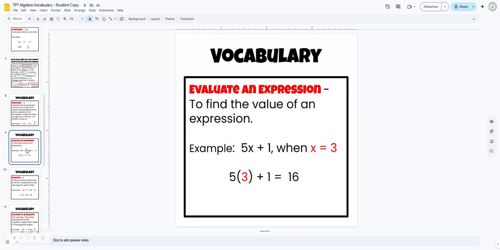Then we go on to evaluate an expression. Well, to evaluate an expression means to find the value of the variable. So the value of the expression when you replace the variable with a number. So let's say 5x plus 1. If x is 3, then the value of the expression is 16.